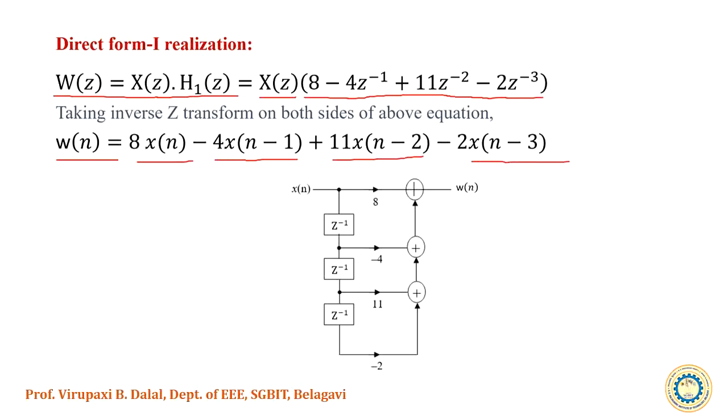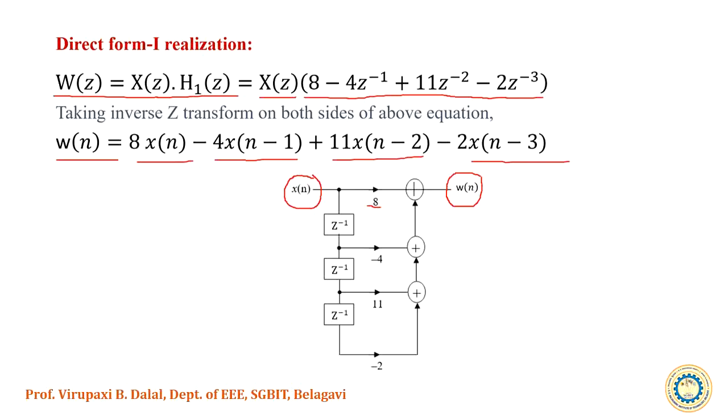Now, according to this equation, w(n) is the output, x(n) is the input. Here, let us draw the structure. So this is x(n), which is the input, which should be on the left hand side. w(n) is the output, which should be on the right hand side. So as per my equation, 8x(n): here the magnitude is 8. There is no delay, so it can be directly connected to the summer, with the magnitude multiplied by 8. That is, 8 connected to the summer.